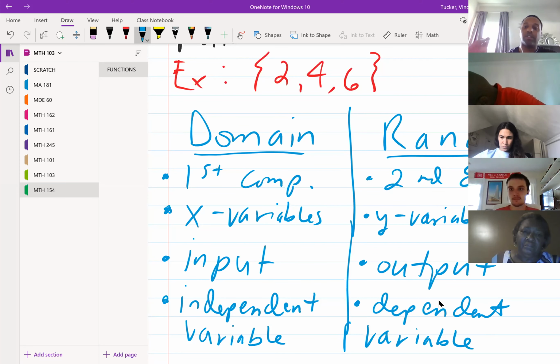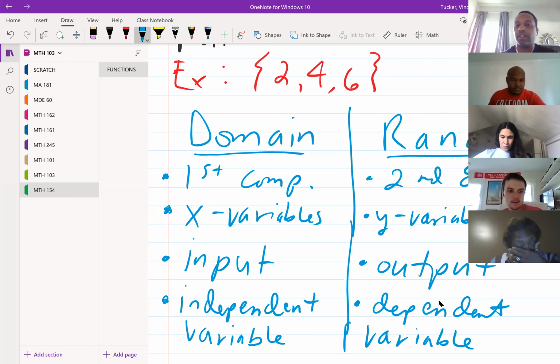And then independent variable versus dependent variable. I'll show you what I mean in a second, but let me scroll up.